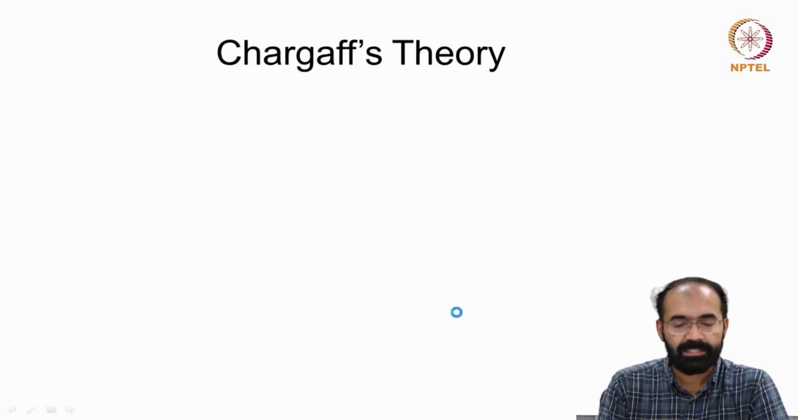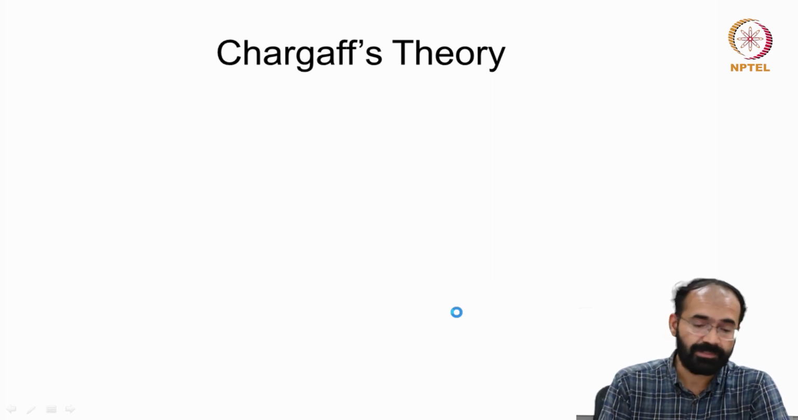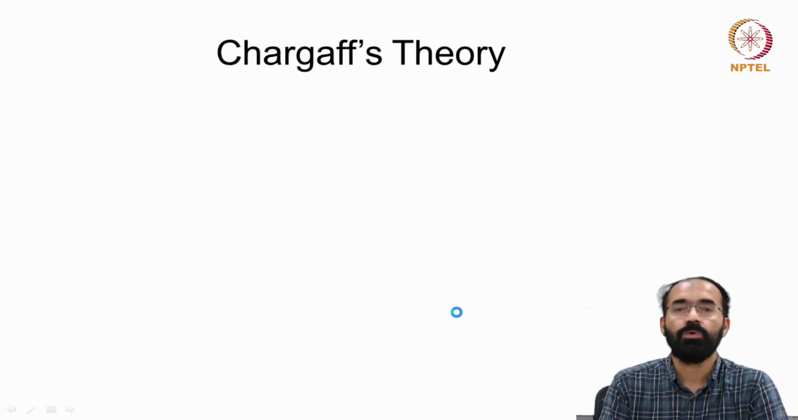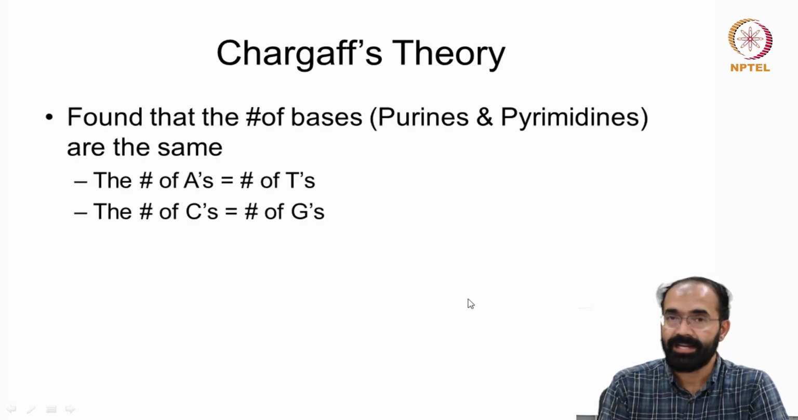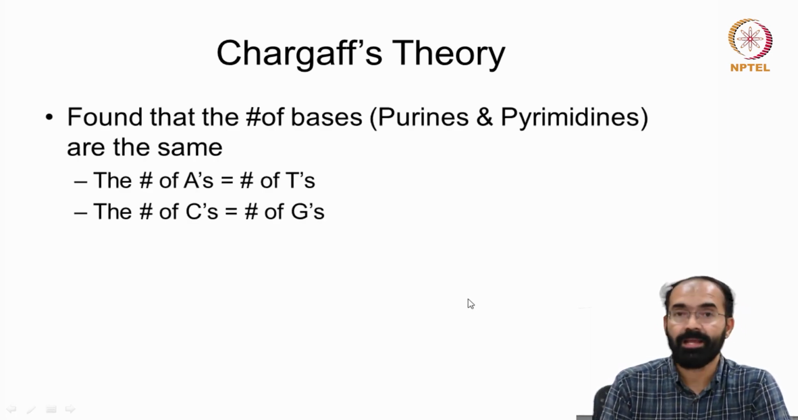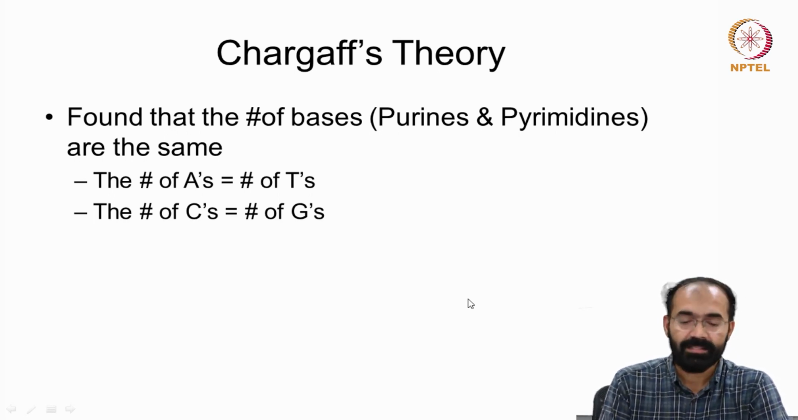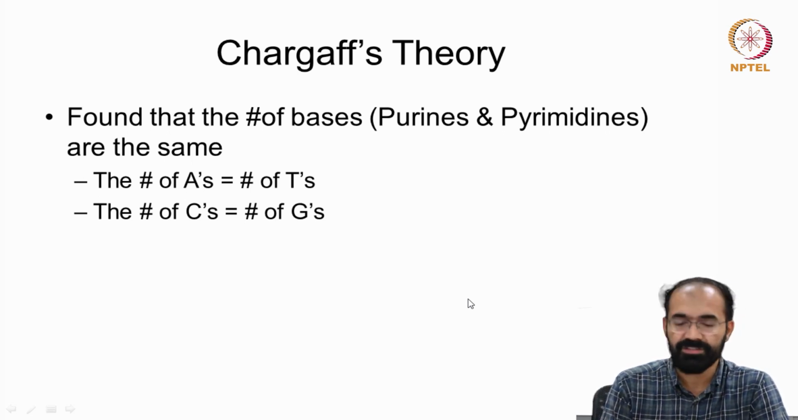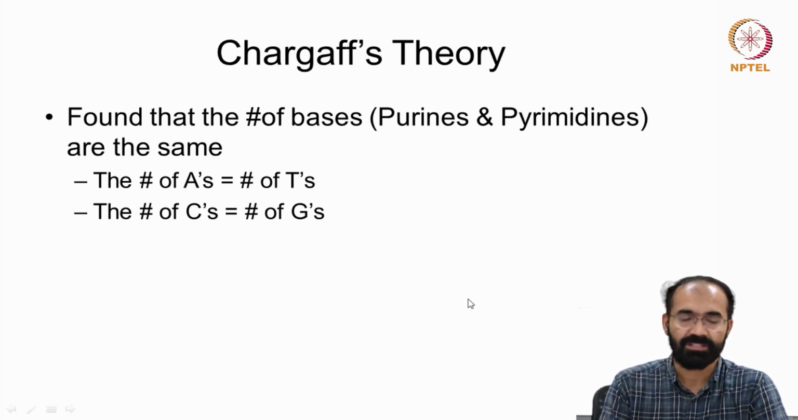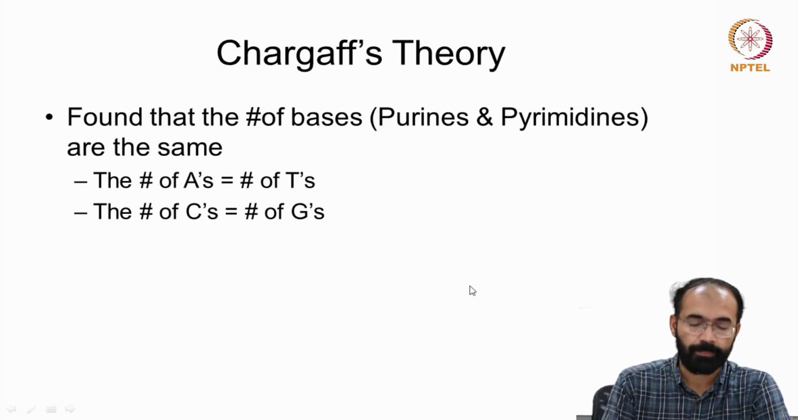So now let us quickly go into Chargaff's theory. Chargaff is a scientist who discovered by chemical means that the number of adenine is equal to the number of thymine on a DNA, and the number of cytosine is equal to the number of guanine. This gave a clue that probably A has something to do with T, or C has something to do with G, and this gave the hypothesis that they might be pairing. This was very useful for the discovery of the structure of the DNA.